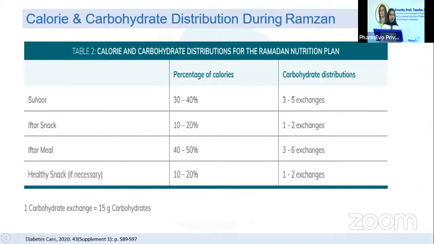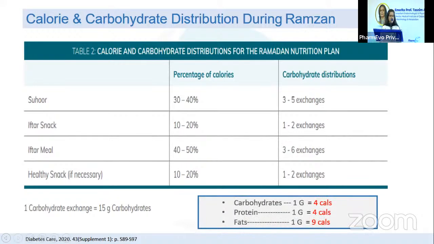So at Sehri, 30 to 40% of calories should be consumed, and it is equal to 3 to 5 exchanges of carbohydrates. And you can see below that one carbohydrate exchange is equal to 15 grams of carbohydrates. And then the main iftar meal should be of 40 to 50% calories with 3 to 6 exchanges of carbohydrates, and snacks should comprise of 10 to 20% calories. And you all know that 1 gram of carbohydrates gives 4 calories.